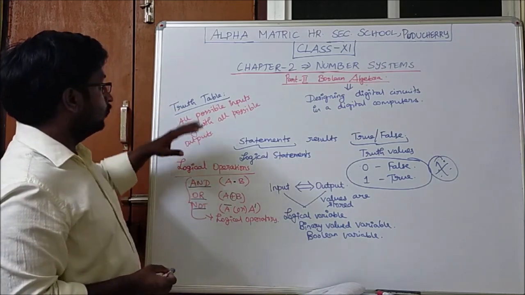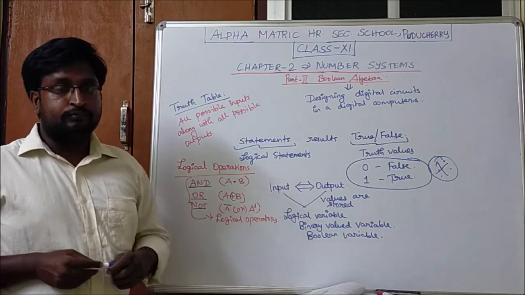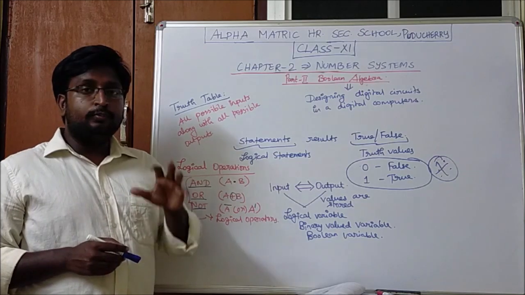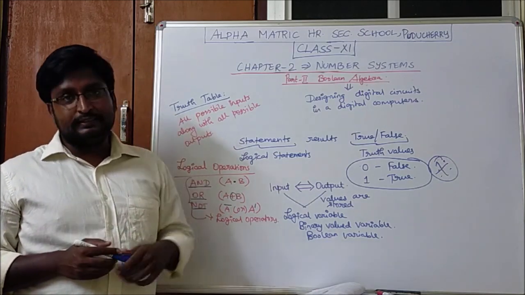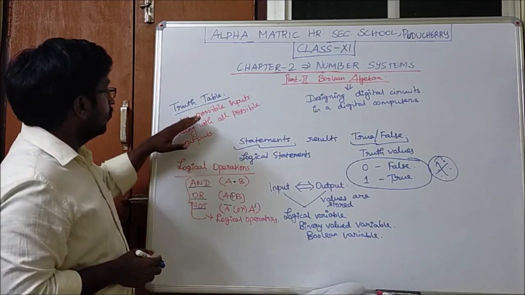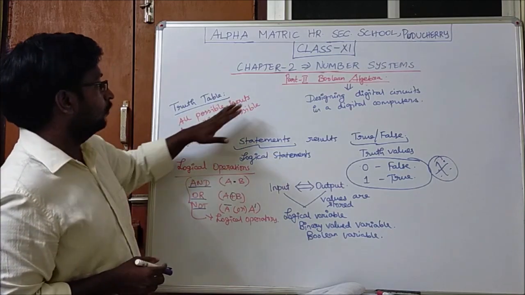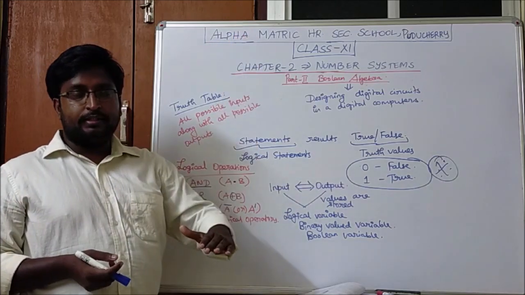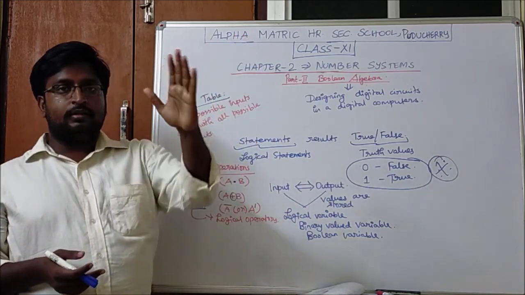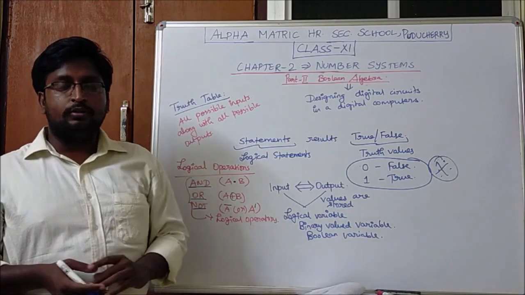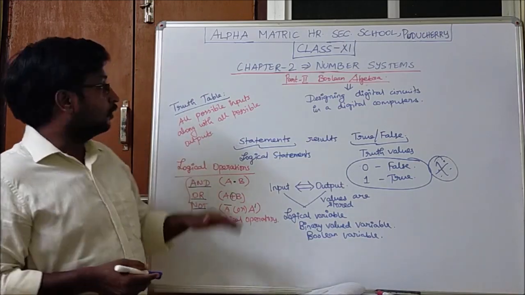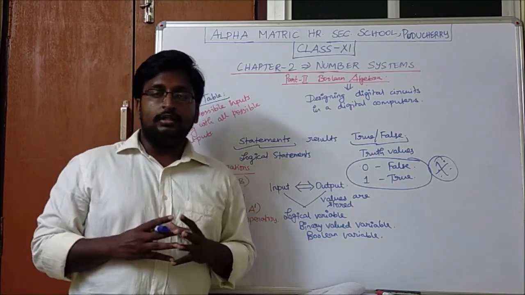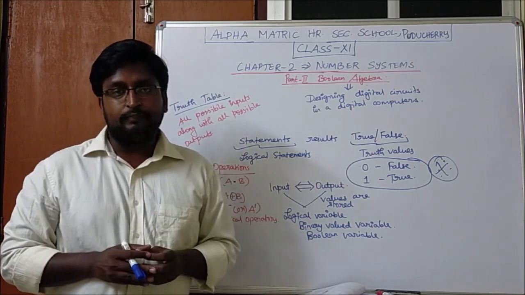The next one we are going to discuss is the truth table. We need to process and tabulate the results based on all possible inputs along with the possible outputs. So all the possible inputs will be tabulated, and the corresponding possible outputs will also be tabulated. That we call a truth table. So this is all about the introduction of Boolean algebra.